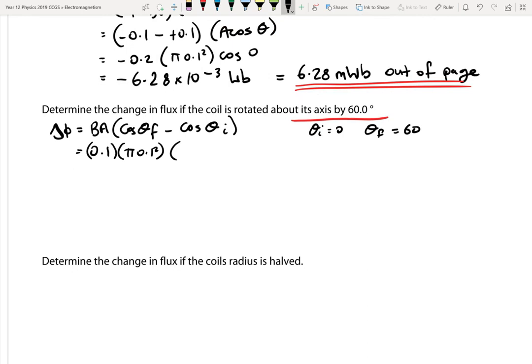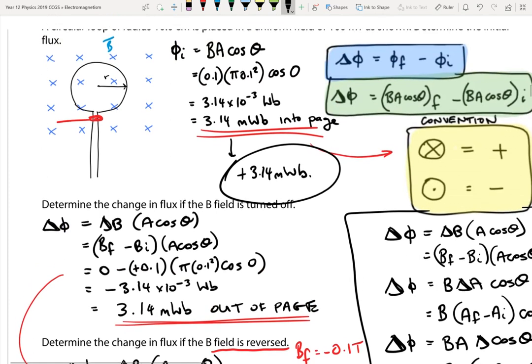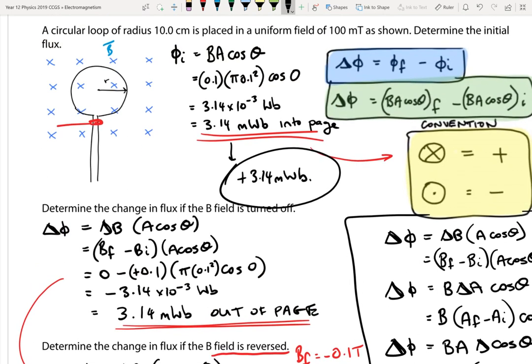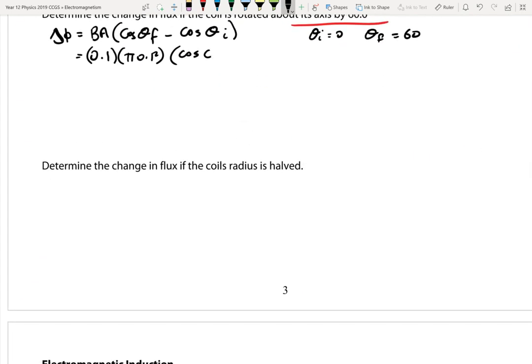Yes, Callum? Quick question. When it is rotated about its axis by 60 degrees, is it clockwise or anti-clockwise? It shouldn't matter. Later on in the course, we will figure out rotating it one way will produce a certain change, rotating it the other will produce a certain change. But for now, the change is still going to be out of the page. So go cos of 0 minus cos 60.